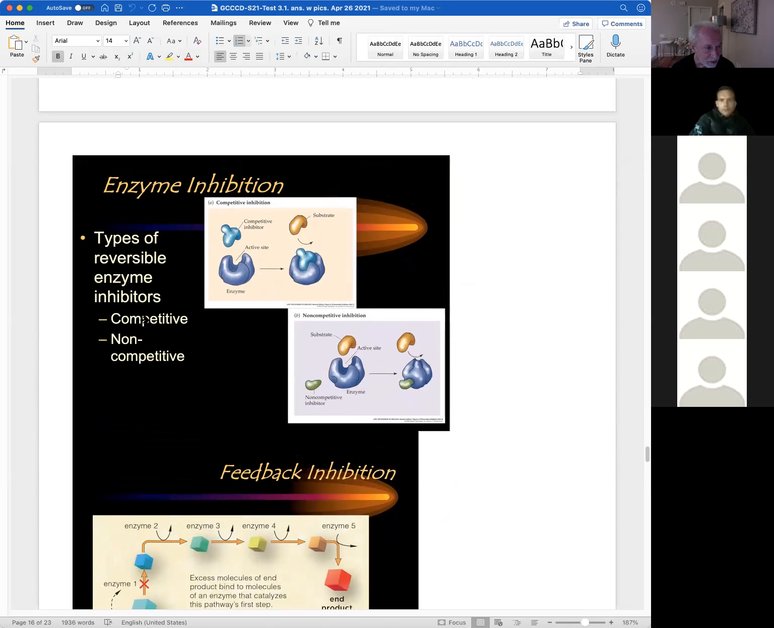Reversible inhibitors can be competitive or non-competitive. A competitive inhibitor mimics a substrate. So it has almost the same shape as a substrate, but not quite. But it's close enough that it can fit into the active site of the enzyme. And while it occupies that site, substrate can't get in. So there is no enzymatic reaction because the substrate can't get into the active site. So the higher the concentration of inhibitor, the fewer enzymatic reactions there will be.